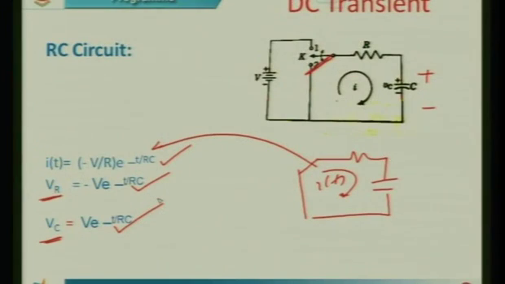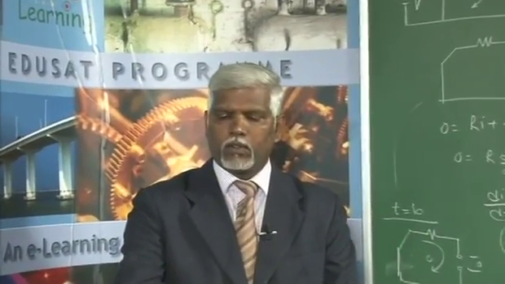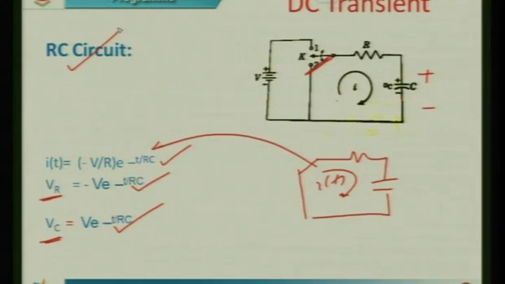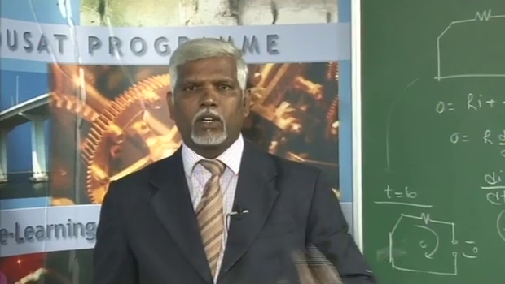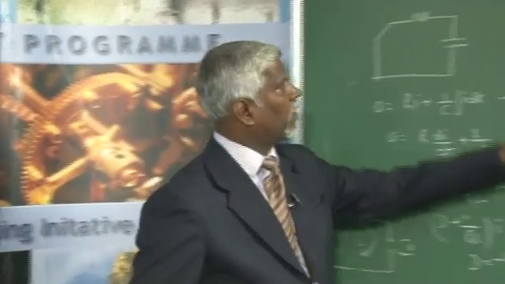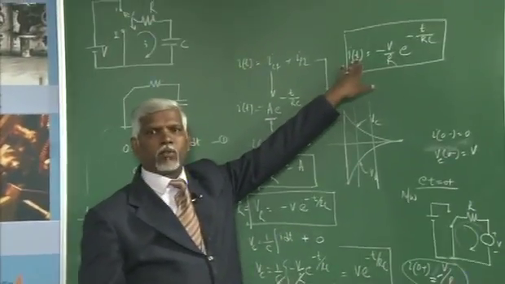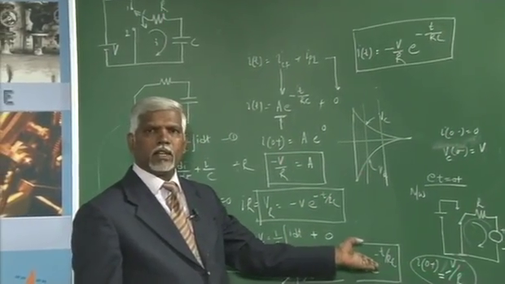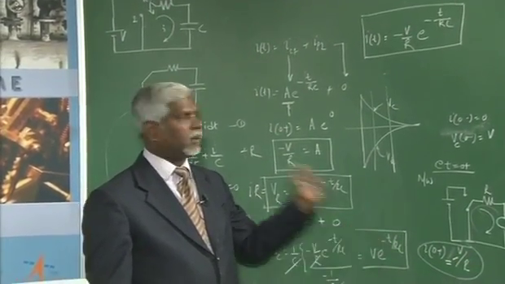I think with this we have completed RC. Go through this carefully, step by step, and try to understand how to obtain an expression for I of t. Once the expression for current is obtained, finding VR and VC is a very trivial problem.